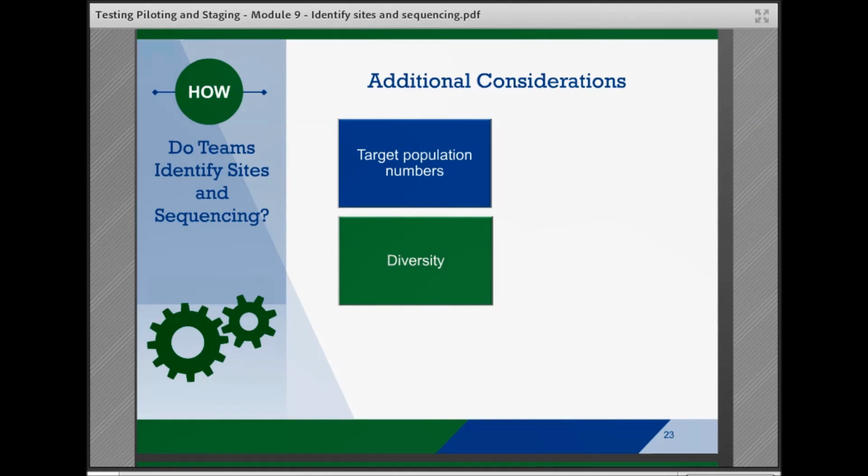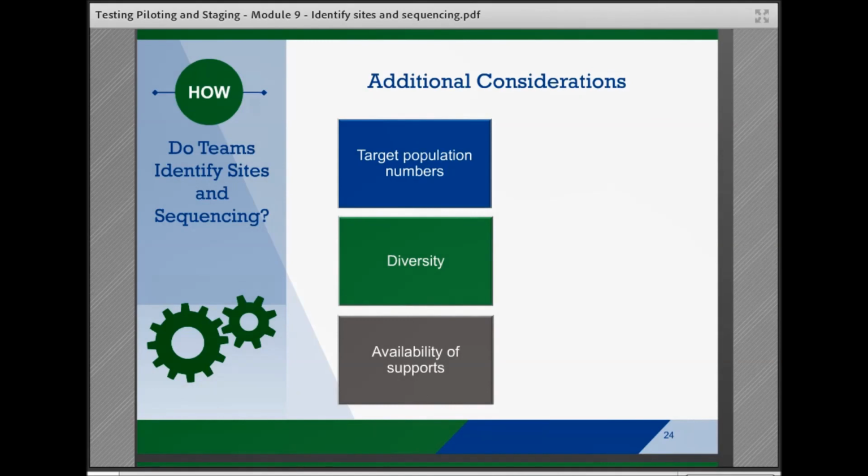Diversity. By selecting early sites that reflect the diversity of the population, this will support efforts to learn about implementation in different types of settings. Availability of supports. Access to training, technical assistance, and capacity building services may be a factor in deciding how many and which sites are staged at one time.